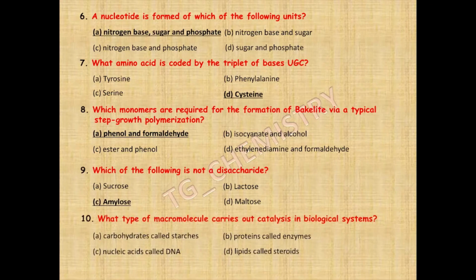What type of macromolecule carries out catalysis in biological systems? Options are carbohydrates called starch, proteins called enzymes, nucleic acid called DNA, and lipids called steroids. Now the right answer is proteins called enzymes.